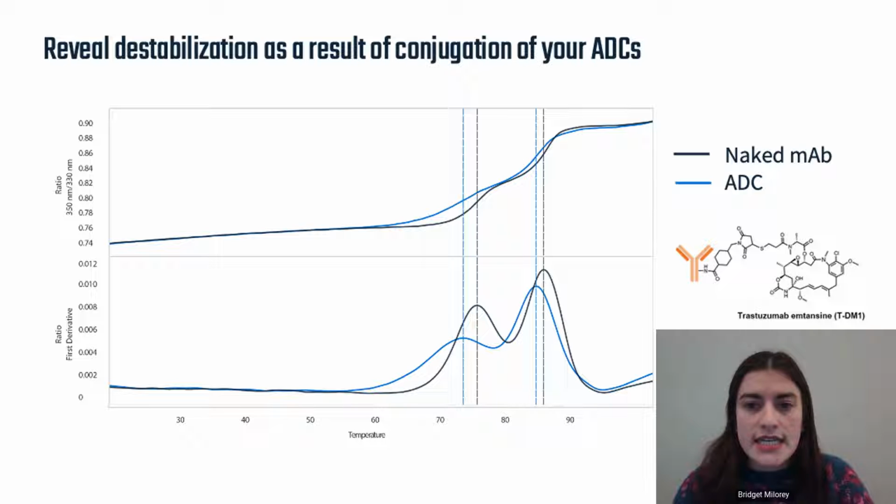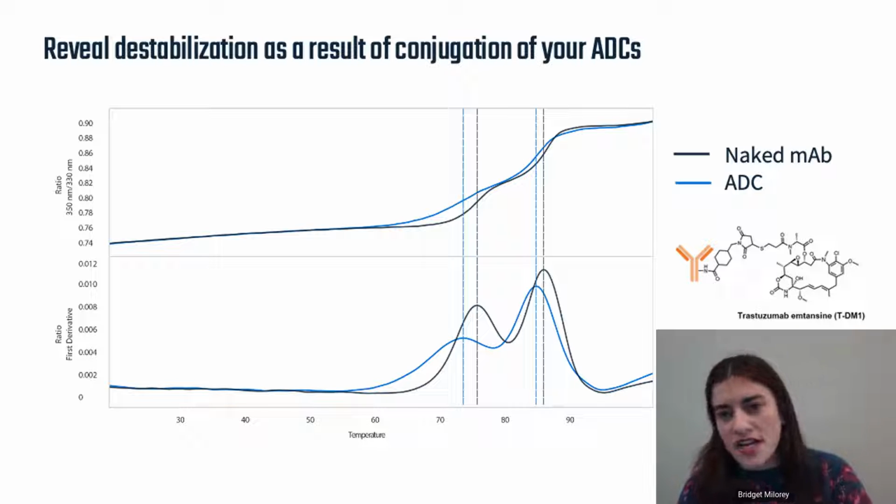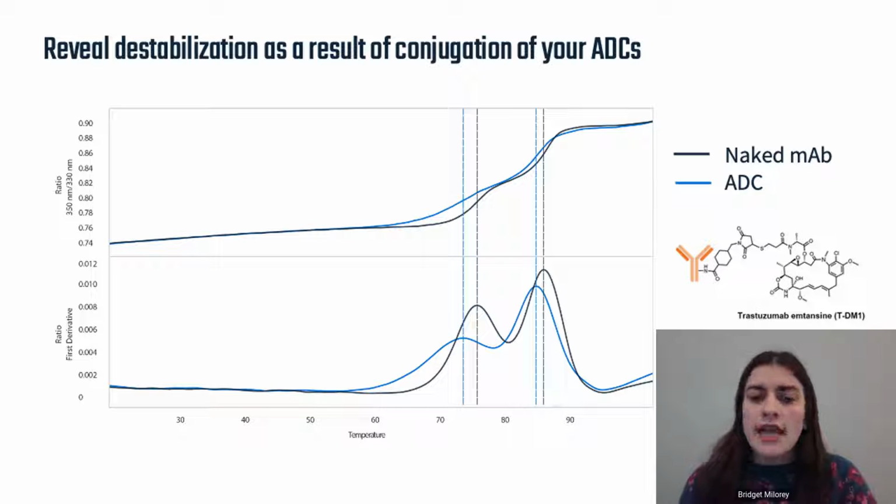And we see this in the rather dramatic shift in TM1 for that FC1 domain. You can compare that to the shift that you're seeing for the Fab/FC2 domain. Now, tying this back into something we said earlier, this would be a good example of an unfolding profile where you actually only see the two TMs, or two transitions. So we lost resolution between that Fab and FC2.